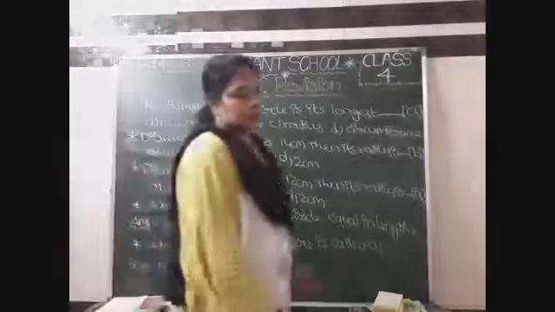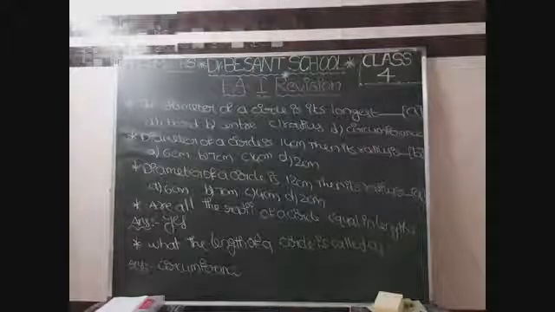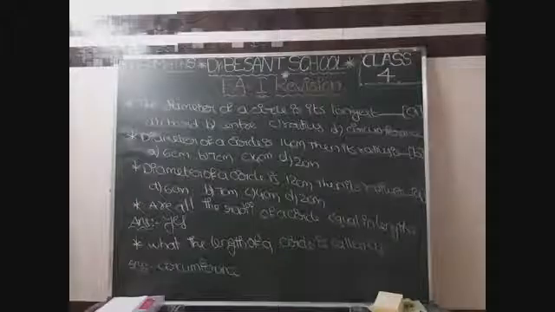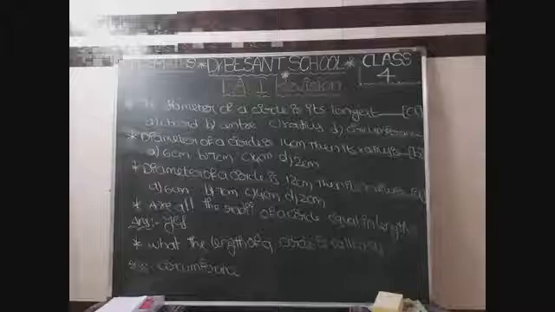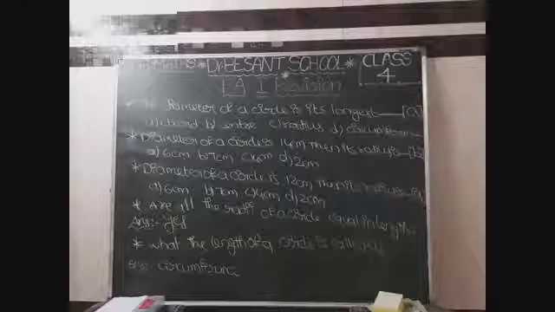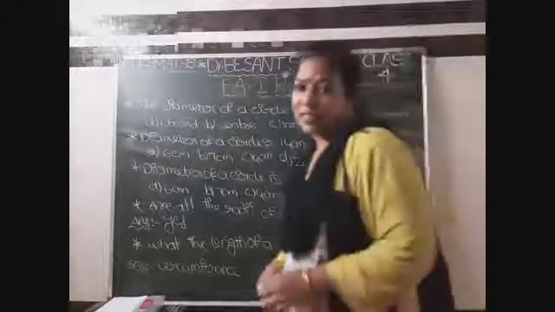Note down, children. The diameter of a circle is its longest chord. If the diameter of a circle is 14 centimeters, then its radius is half of 14, which is 7 centimeters. That is the correct answer. Next question: the diameter of a circle is 12 centimeters, then its radius is half of 12, which means 6 centimeters is the correct answer. Are all the radii of a circle equal in length? Yes. What is the length of the circle called? The length of the circle is called the circumference. Over.